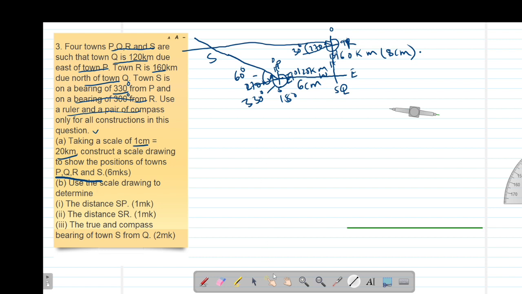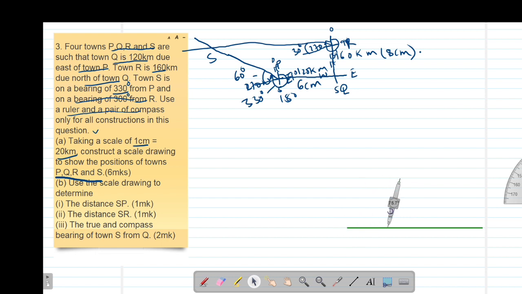So we are told to use a ruler and a pair of compass only. So that means we are supposed to construct all the angles. Therefore, let me start with the point P. That is our point P. So for me to construct that, I need to construct a perpendicular through one of the points, so that I have the point that I'm calling P. So using my pair of compass, I'm going to put it through one of the points. So for example, through this particular point here, then I need to construct a perpendicular through this point.